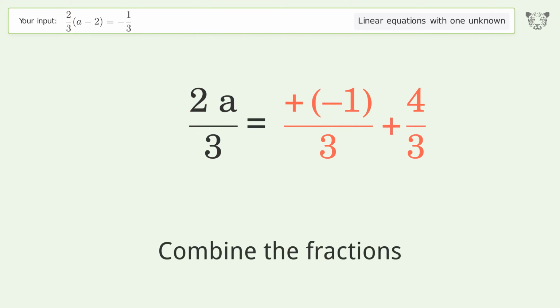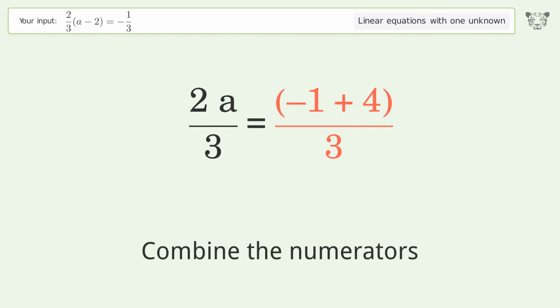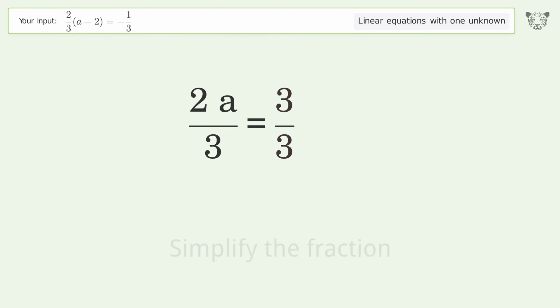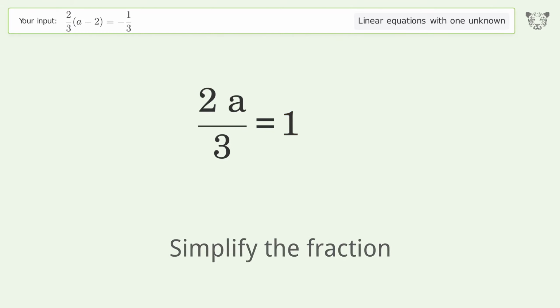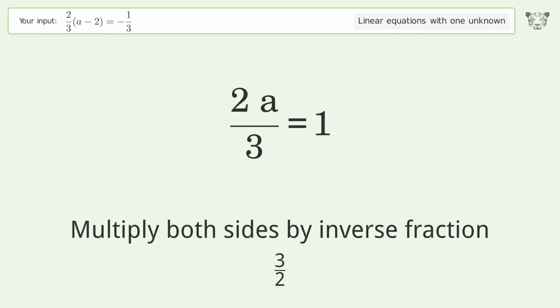Combine the fractions. Combine the numerators. Simplify the fraction. Isolate the a. Multiply both sides by inverse fraction 3/2.